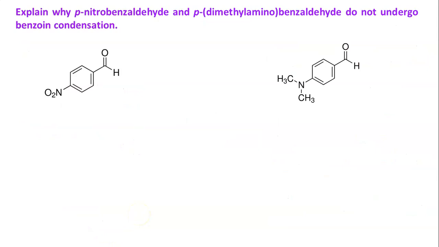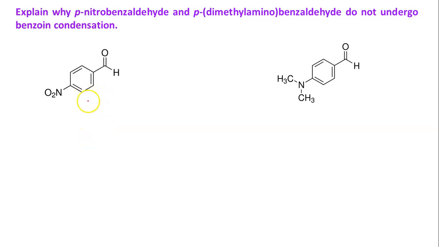Finally we will see one problem, and here two molecules we have, both are aromatic aldehyde. In the first case there is NO2 group at 4 position, in the second case there is NMe2 group. So we have to explain why para-nitrobenzaldehyde, that is the first molecule, and the second molecule para-dimethylamino benzaldehyde, do not undergo benzoin condensation. Now what is the reason behind that?